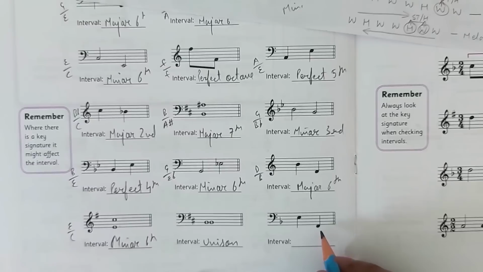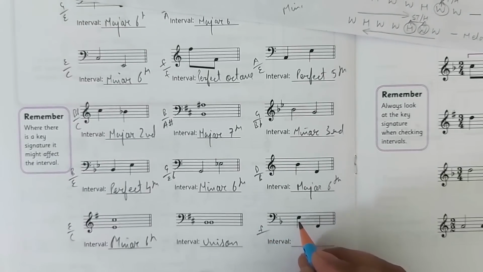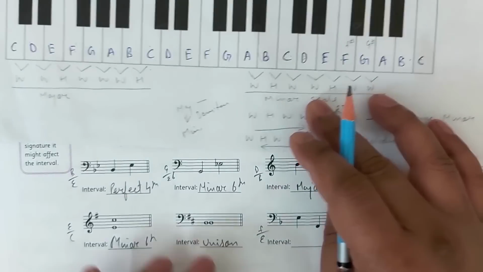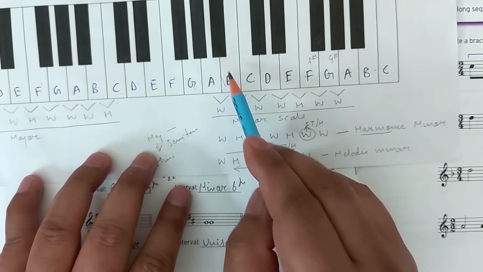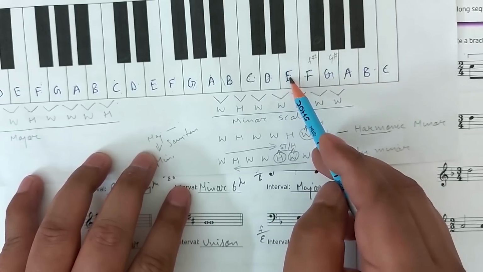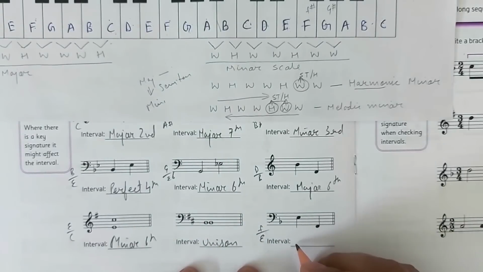Okay. The last one we have, this is our F and F to E. So let's count from F to E. This is F to E. 1, 2, 3, 4, 5, 6, 7, 8, 9, 10, 11. Okay. So 11, that means this is our major seventh.